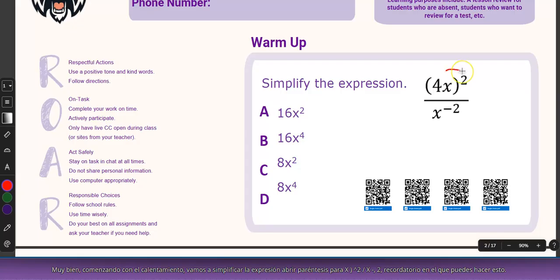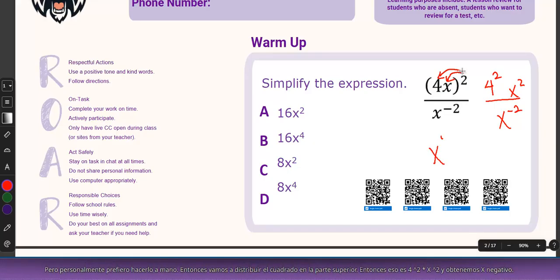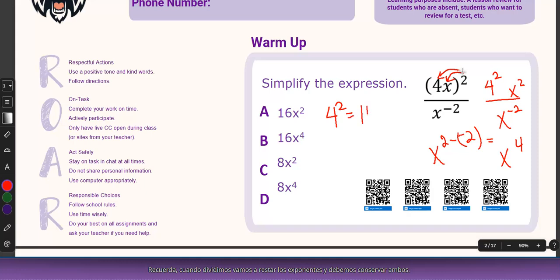So we're going to distribute the squared on the top. So that's 4 squared times x squared. And we get x to the negative 2. Remember, when we're dividing, we are going to subtract the exponents, and we need to keep both. So that's x to the 4th. So we get 4 squared, which is 16, and we get x to the 4th. So our answer is 16x to the 4th.